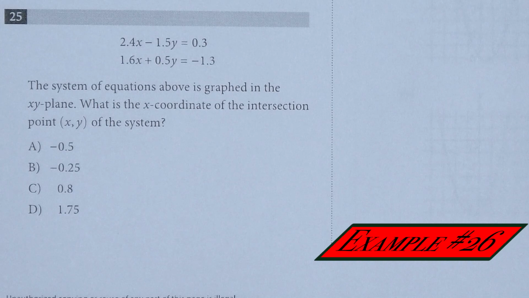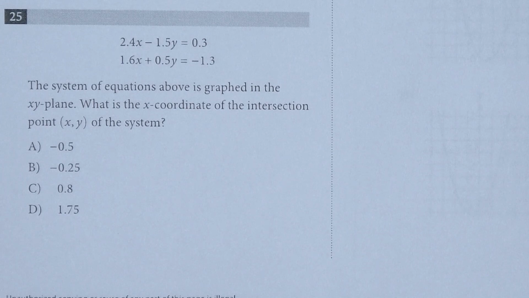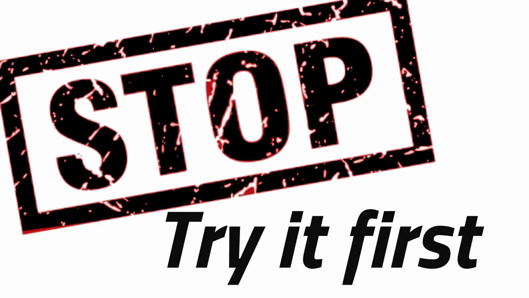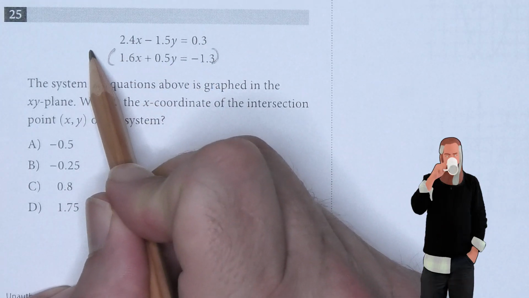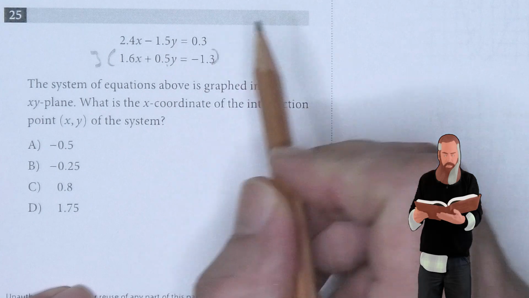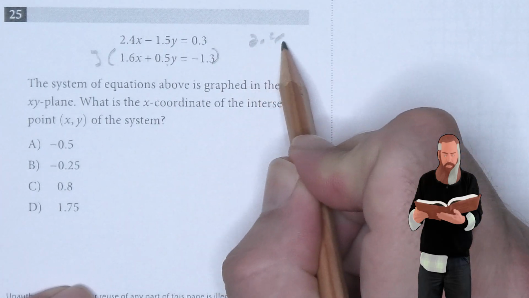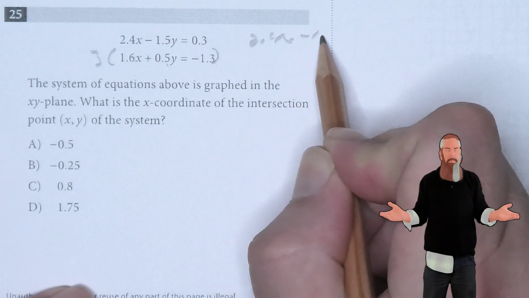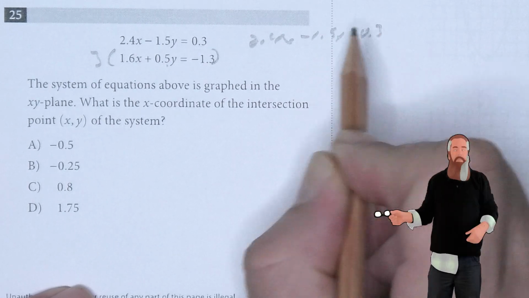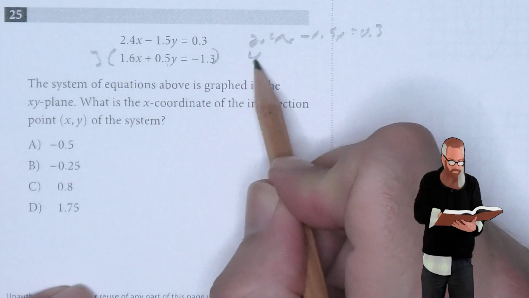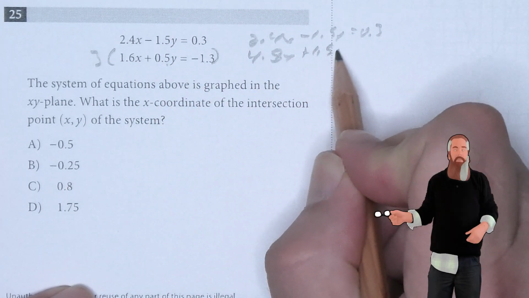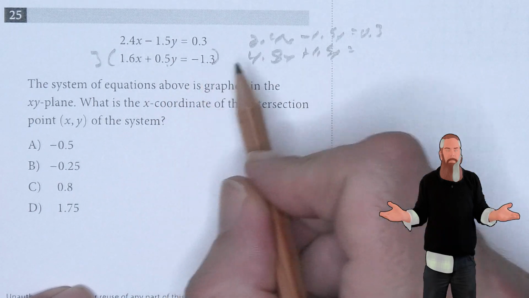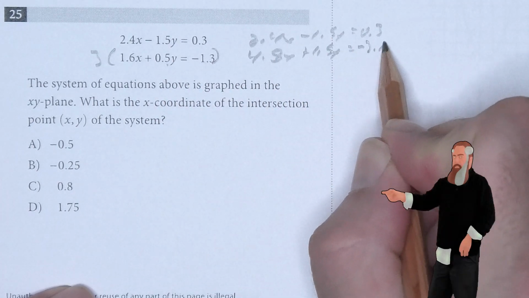The system of equations above is graphed in the xy plane. What is the x-coordinate of the intersection (x, y) of the system? So I'm going to multiply this entire bottom equation by 3. And by multiplying it by 3, I can get a corresponding y value. So first I copy the 2.4x minus 1.5y is equal to 0.3. 3 times 1.6 is going to give me 4.8x, and 3 times 0.5 is going to give me 1.5y. 3 times negative 1.3 will give me a negative 3.9.